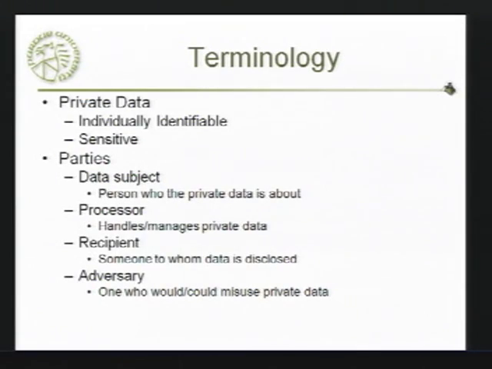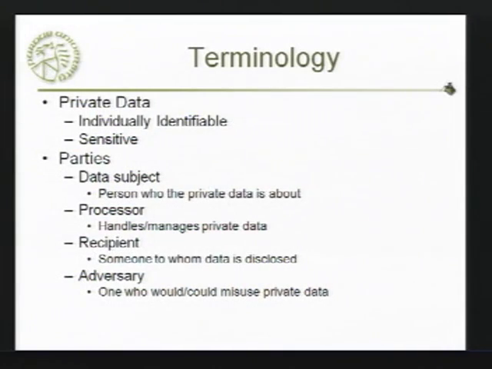So some terminology first. Private data: we talk about individually identifiable data, but we also will often talk about sensitive data. Why is this? Well, there may be things that are individually identifiable that are not viewed as sensitive. So for example, if you go to the Purdue directory, it's very easy to look up certain information about any student. That is individually identifiable data, but it's not viewed as sensitive. There are other things, like your grades, that even I, as a faculty member, can't get my hands on. That is sensitive.